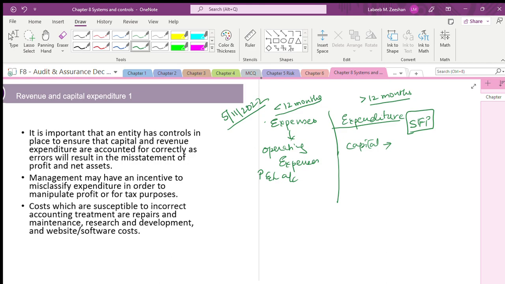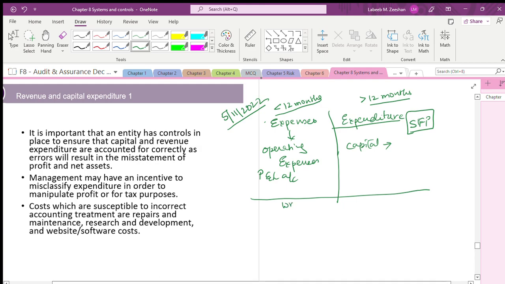We should never mix capital expenditure into revenue or revenue into capital. There is a lot of difference. It will have an impact on the profits. Take an example. I will give the example with respect to the wrong way and also the correct way.